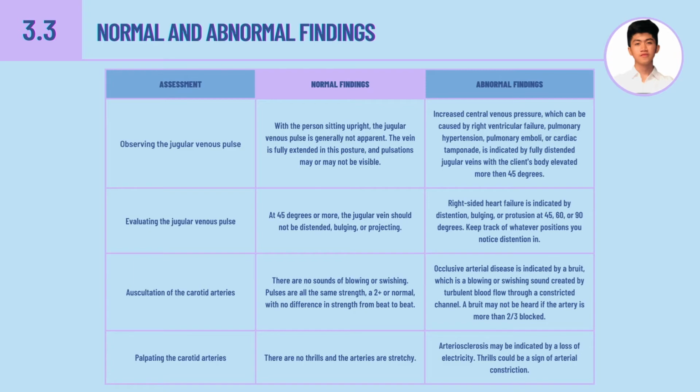In palpating the carotid arteries, the normal finding is that there are no thrills and the arteries are stretchy. The abnormal findings are that arteriosclerosis may be indicated by a loss of elasticity. Thrills could be a sign of arterial constriction.